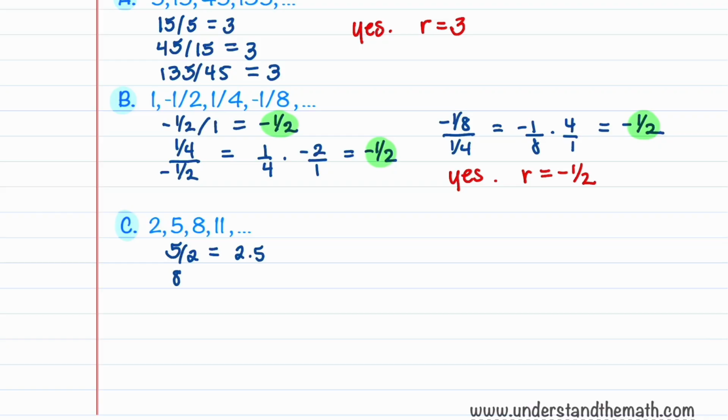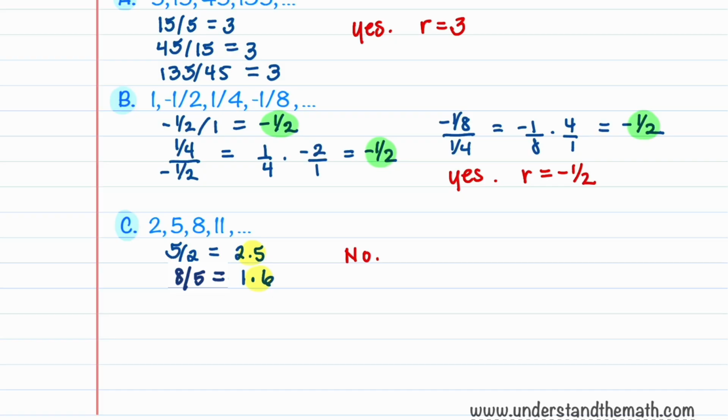And then we're going to take 8, divide that by 5. If you throw that in your calculator, you can see that that's 1.6. So we can go ahead and stop because those numbers, 2.5 and 1.6, are not the same. So this is not a geometric sequence, and we can say no. Before we go on, I want to point one thing out about this problem.